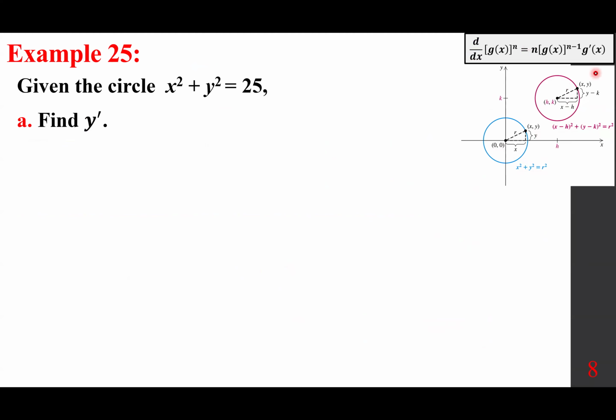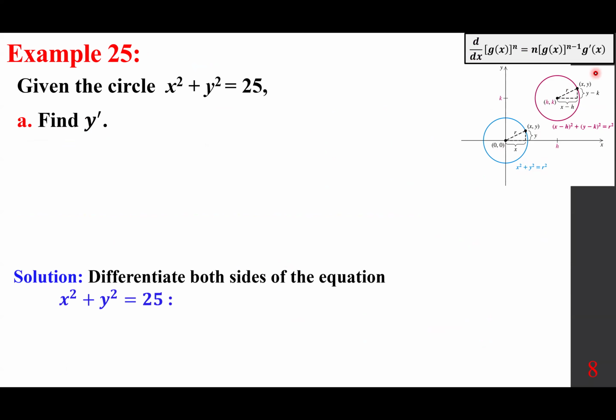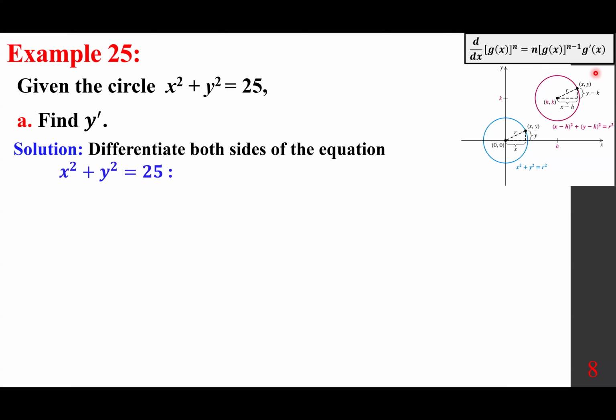So we are going to differentiate both sides, and we're going to go with implicit differentiation. And that means if I differentiate x squared, I get 2x. But what about y squared? Remember, it's g of x to the power of n. Therefore, the derivative of y to the power of n is n y to the power of n minus 1 y prime. Look at the extended power rule. Replace the g of x with y. That's exactly what we get.